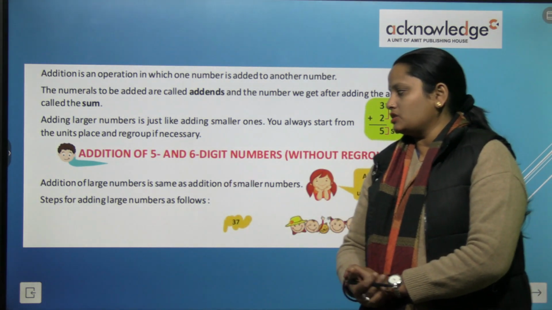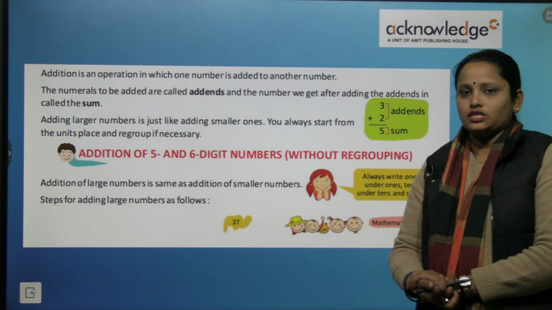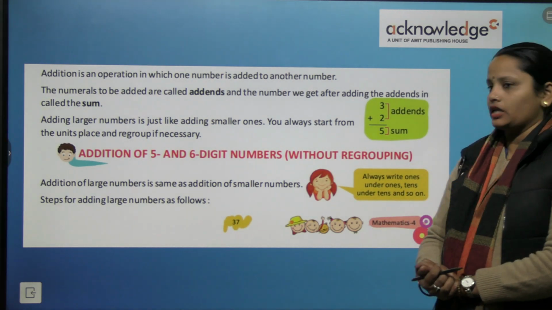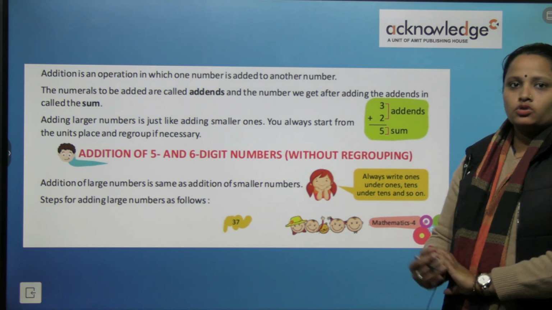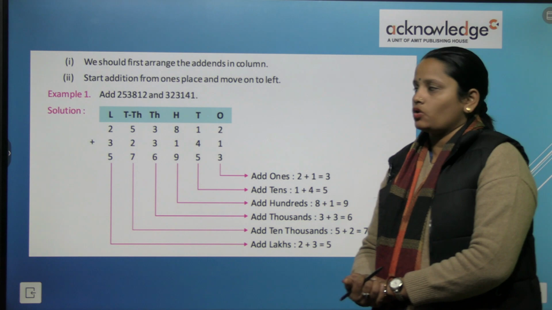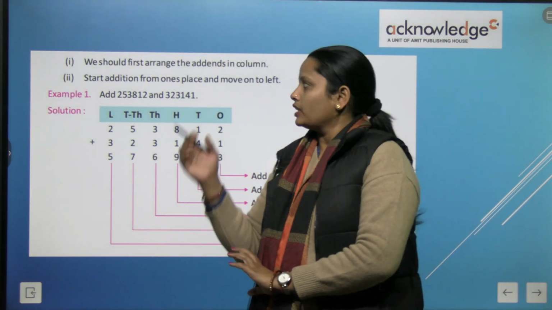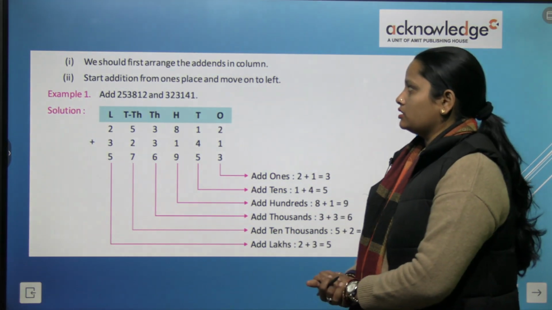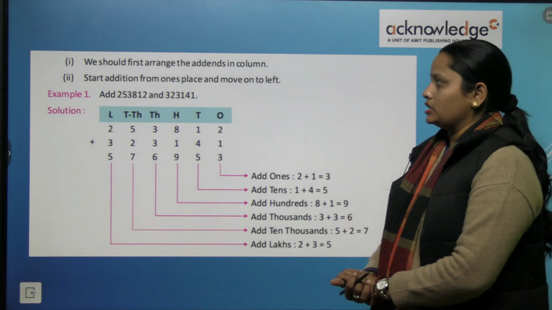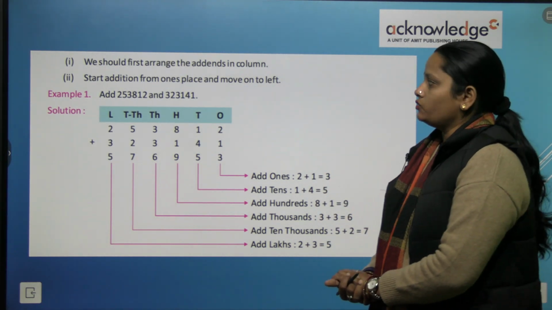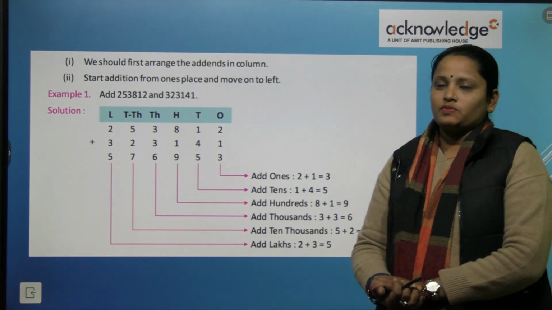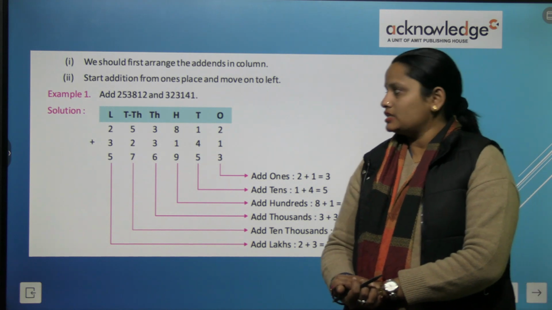Steps for adding large numbers are as follows. Always write ones under ones, tens under tens and so on. We should first arrange the addends in a column. Start addition from the ones place and move on to the left.